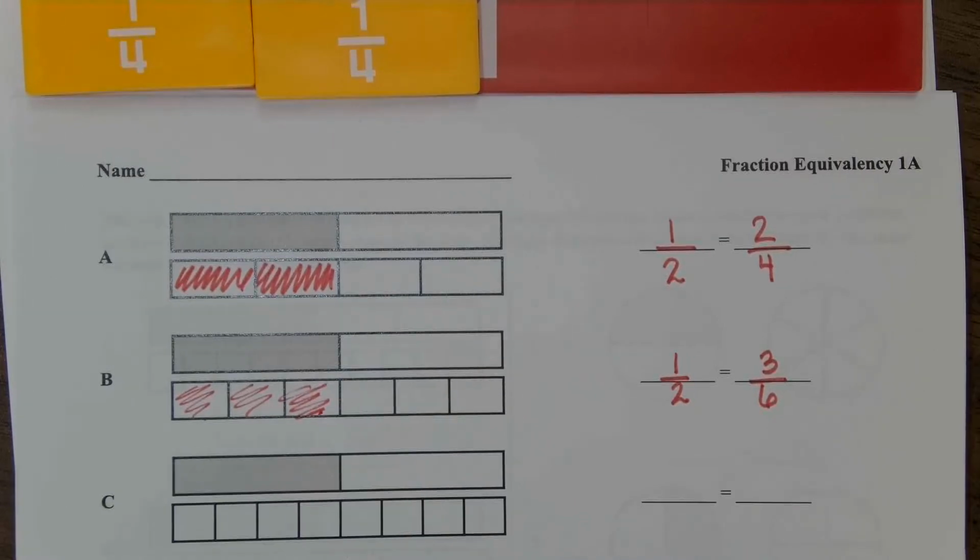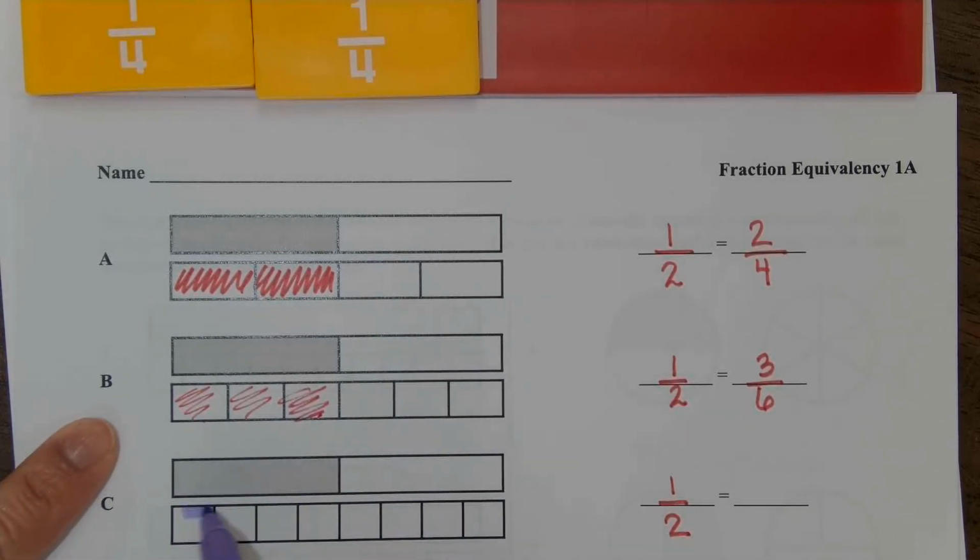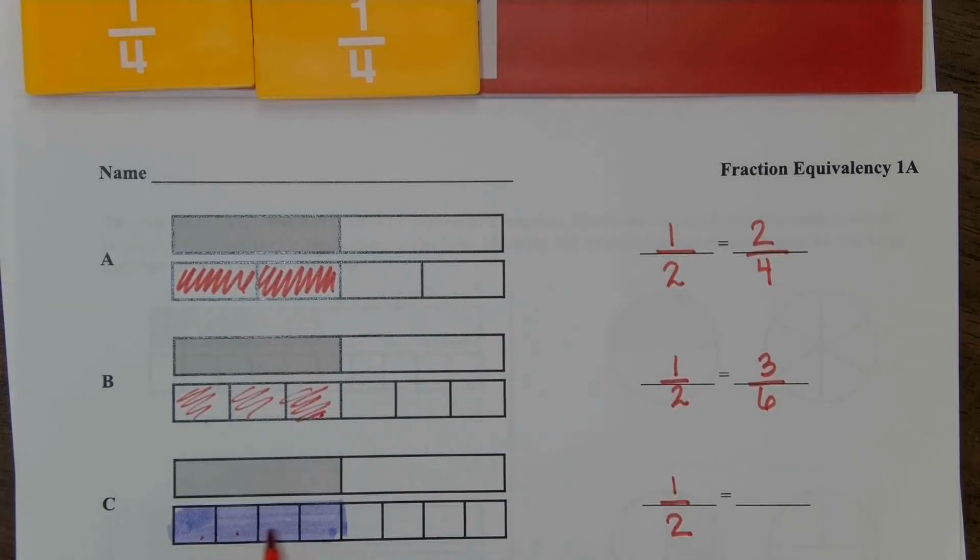Letter C. What fraction is shaded on the top rectangle? 1 out of 2, which is half. So how many parts have to be shaded on my second rectangle to be equal to 1 over 2? Well, it will take 4 parts. 4 parts out of how many equal parts? 1, 2, 3, 4, 5, 6, 7, 8. 4 out of 8.